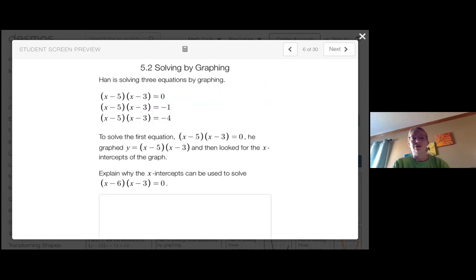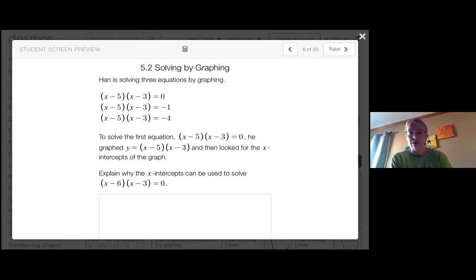Okay, so we're going to look at solving quadratics today by graphing, and just kind of looking at scenarios where solving quadratics would work in different circumstances. But we are going to be looking at a little bit with graphing today. So Han is solving 3 equations by graphing. Notice how all of them on the left side are the same. You have x minus 5 times x minus 3.